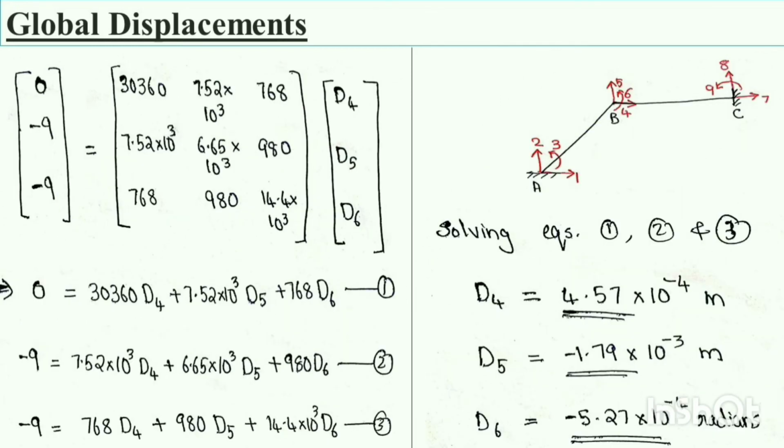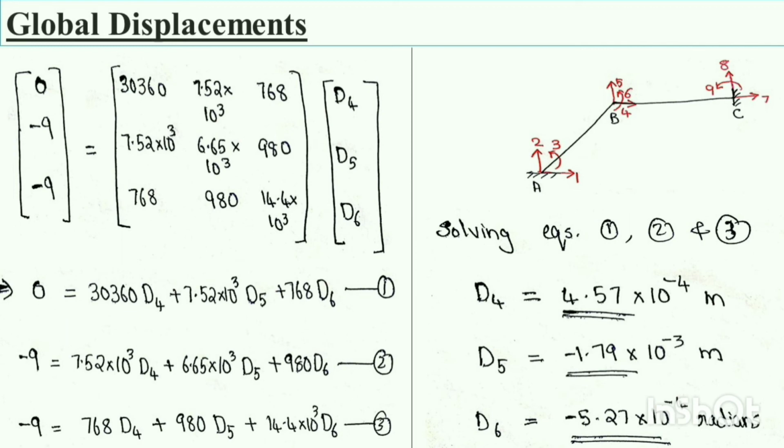Now converting it to equation form, the first equation will be 0 equal to 30360 D4 plus 7.52 into 10 raised to 3 D5 plus 768 D6. The second equation will be minus 9 equal to 7.52 into 10 raised to 3 D4 plus 6.65 into 10 raised to 3 D5 plus 980 D6. Now the third equation is minus 9 equal to 768 D4 plus 980 D5 plus 14.4 into 10 raised to 3 D6.